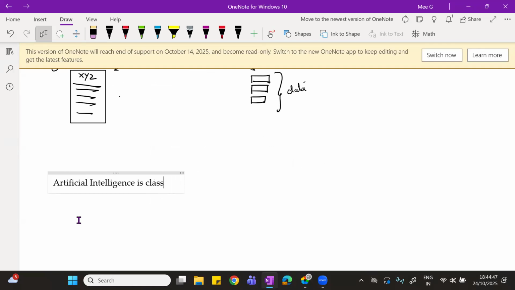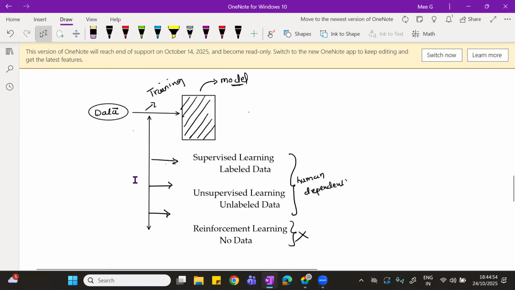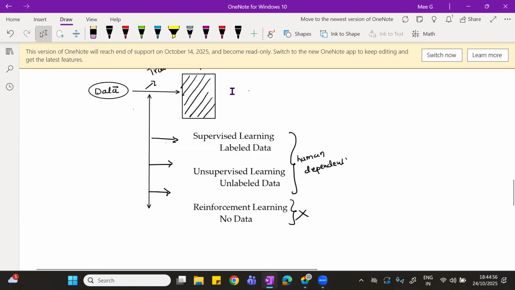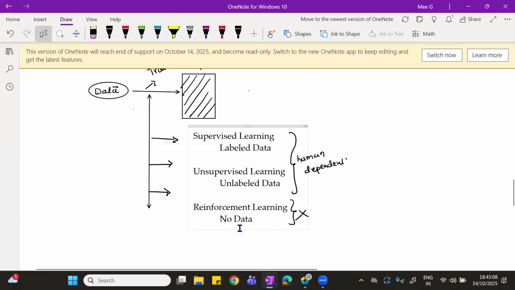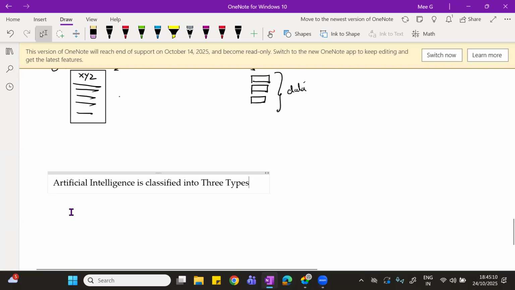Now, again, this artificial intelligence is classified into three types. Now, these are the training process. This is a core stuff. This is our model. We will give the data to the model. Model will become intelligent. This process of giving the data is called training. This training is done in the three different ways I explained to you. And when it comes to artificial intelligence, it is classified into three types.